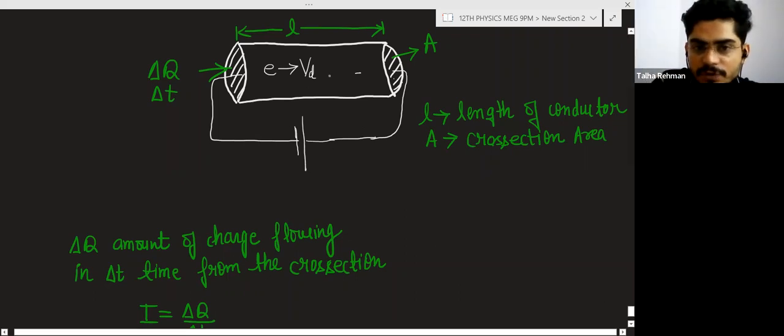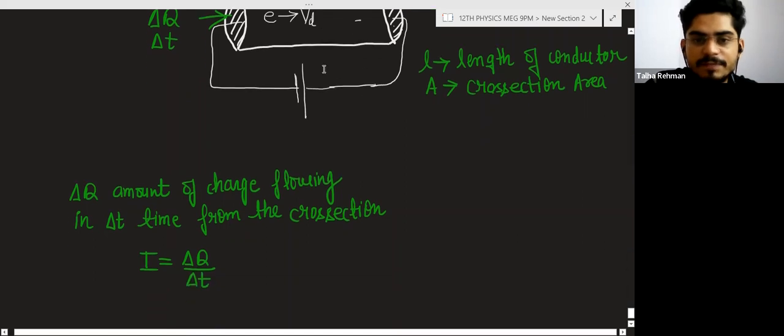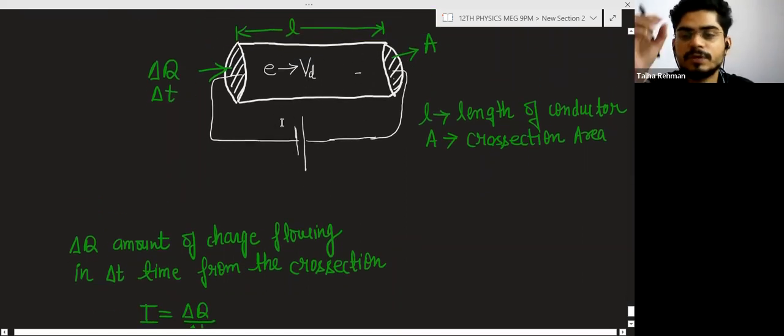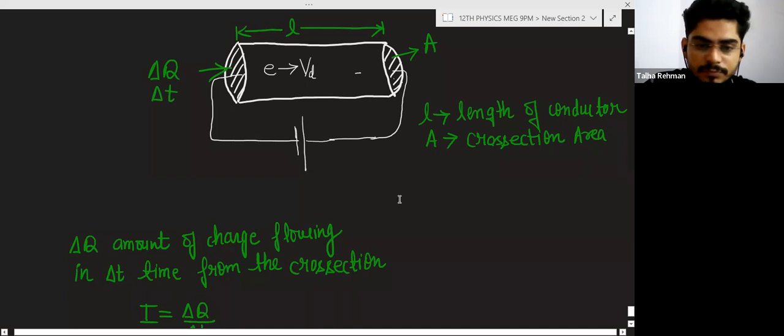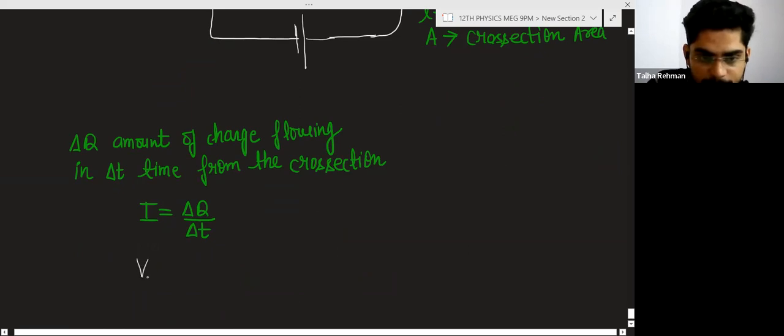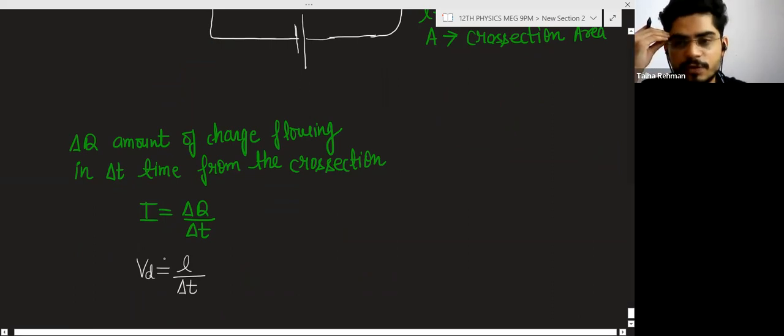So drift velocity can be written using the time taken by the electron to travel from one cross section to another, which is delta t. So drift velocity can also be written as the length of the conductor divided by delta t. Drift velocity can be written in this form also.